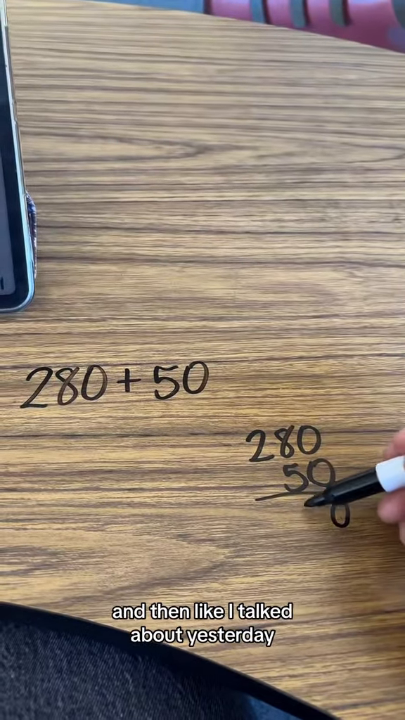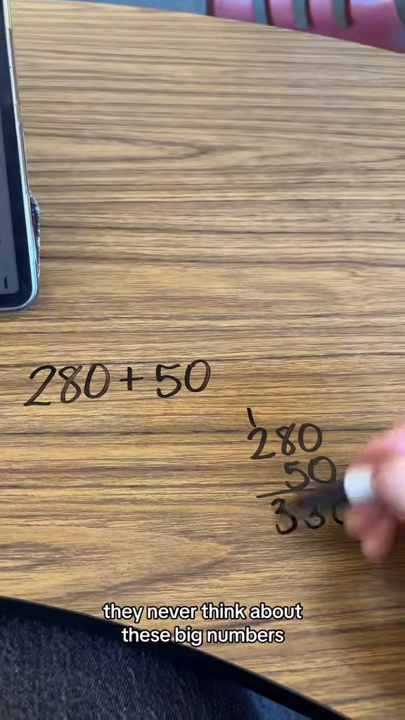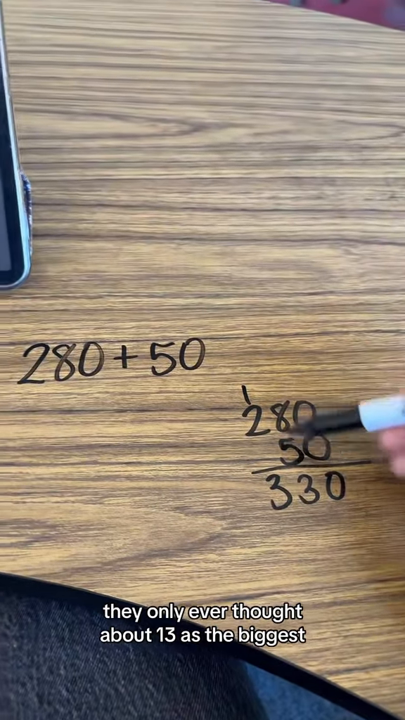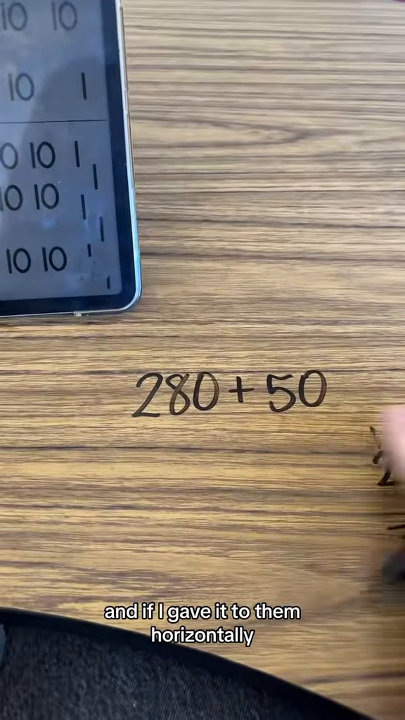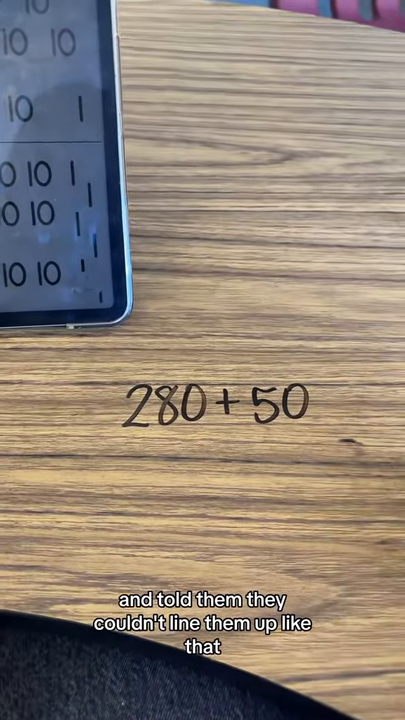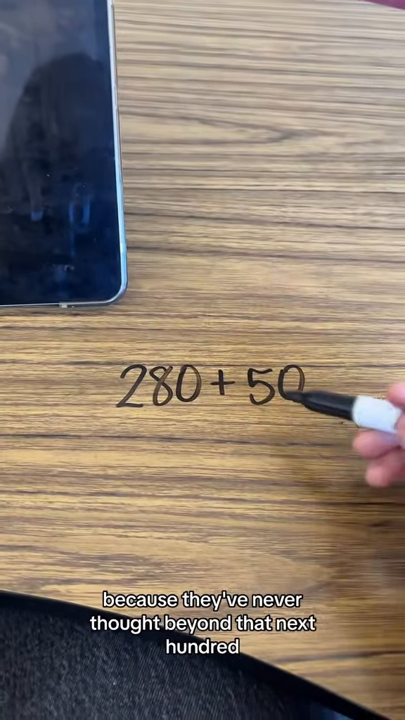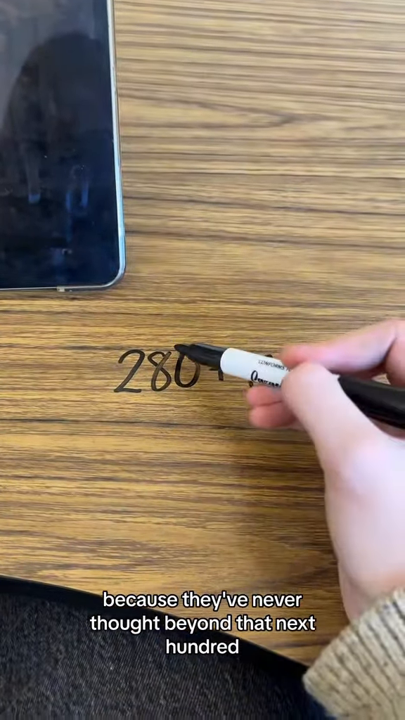And then, like I talked about yesterday, they never think about these big numbers. They only ever thought about 13 as the biggest. And if I gave it to them horizontally and told them they couldn't line them up like that, they're stuck because they've never thought beyond that next 100.